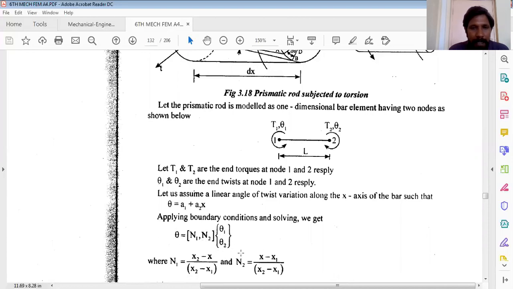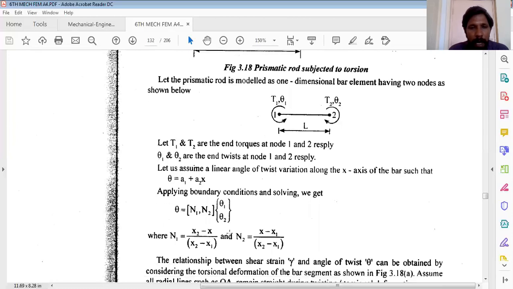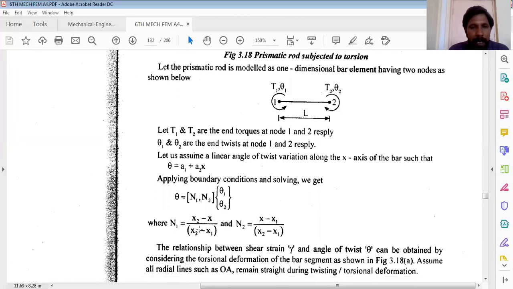This is exactly as that of the bar subjected to force. Instead of force value, here we have the torque value, and instead of displacement in terms of u or q, in case of shaft subjected to torque, we have the angle of twist represented by theta. Therefore, in the global coordinate system, the shape function n1 equals x2 minus x divided by x2 minus x1, and n2 equals x minus x1 divided by x2 minus x1. The relationship between shear strain gamma and angle of twist theta can be obtained by considering the torsional deformation of the bar segment as shown in the figure.